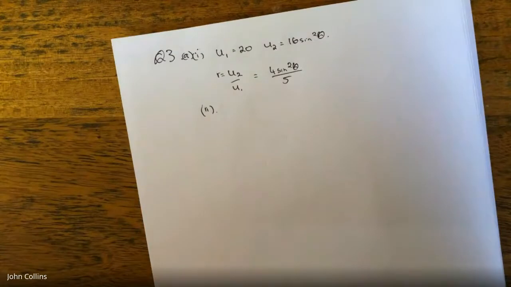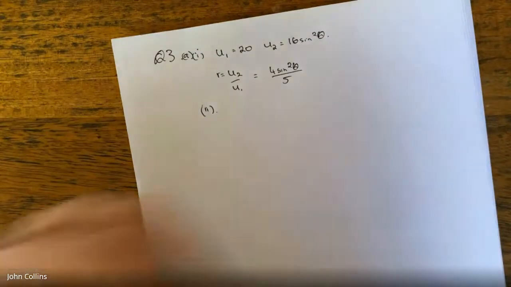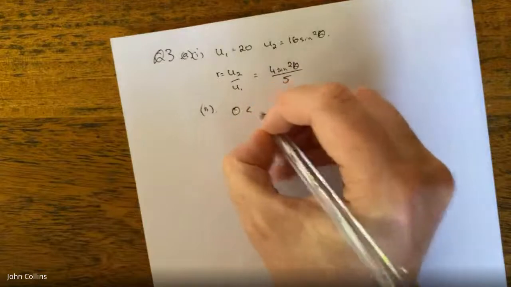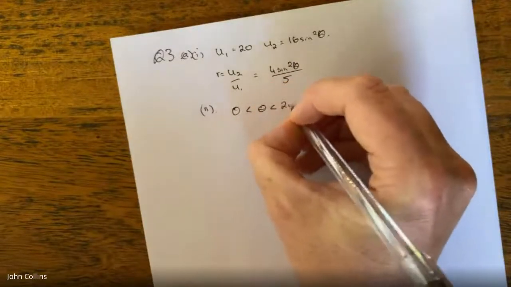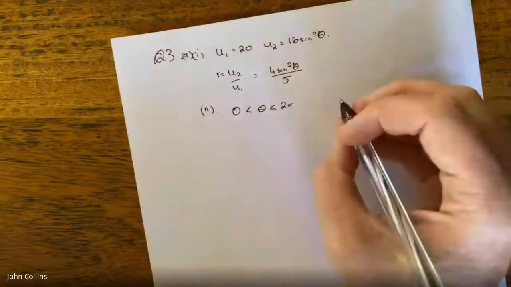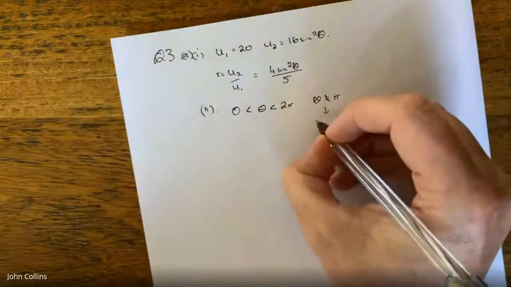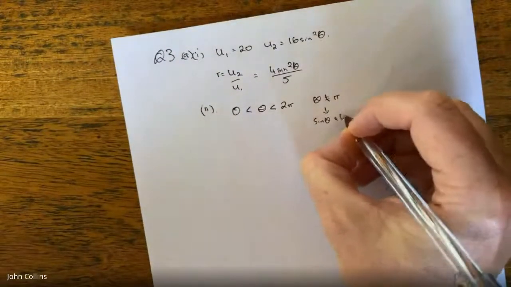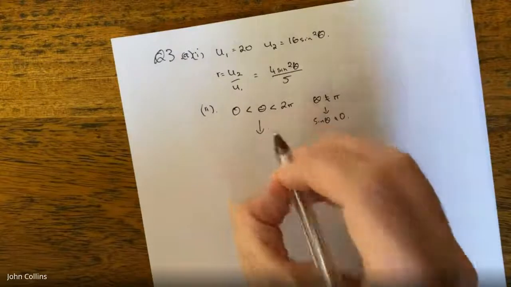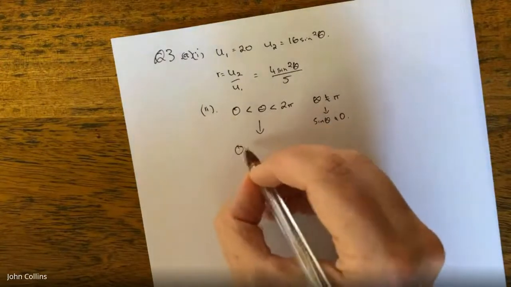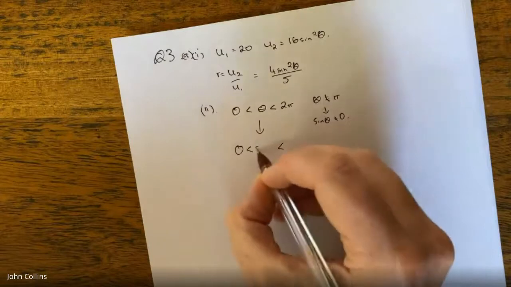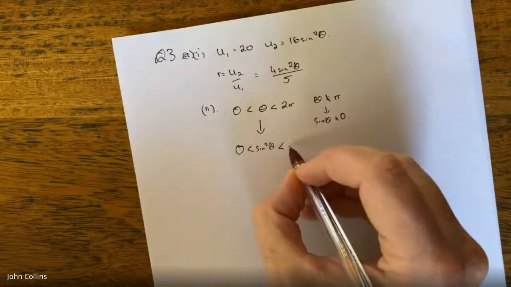So there's some information in the question for the ratio. It says theta is between 0 and 2 pi, and theta cannot be pi. And the translation of that is that the sine of theta will not be 0 then, won't it? Yes. So from this, sine squared theta is going to be between 0 and 1 then, isn't it? Yeah, it can be 1.